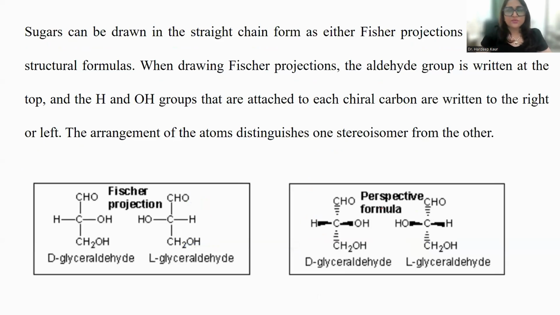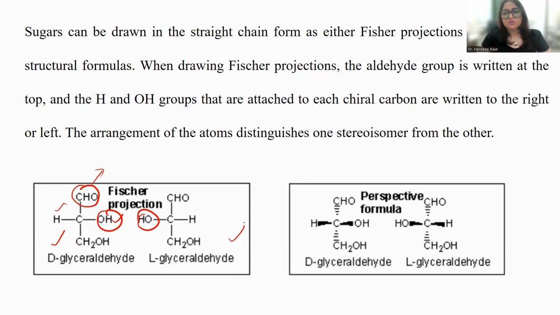Sugars, as I've already told you, we can draw like this. In sugar, you have seen the CHO group is on the top. Hydrogen and oxygen are on the normal plane. So the aldehyde group is written at the top, and the H and OH groups attached to the carbon, one is on the right and one is on the left. The arrangement of the atoms distinguishes one stereoisomer from the other. You can check: here OH is on the right side, but here OH is on the left side. So this is D-glyceraldehyde, dextrorotatory, and this is levorotatory.